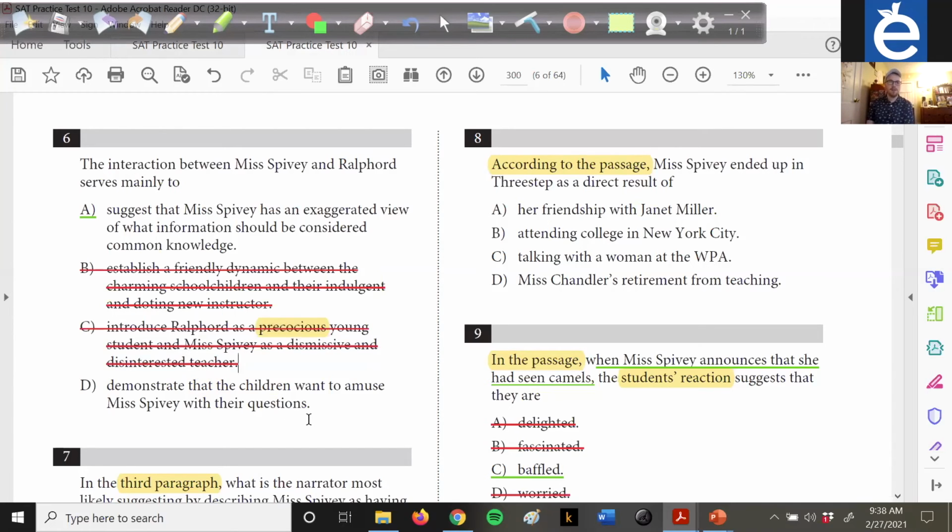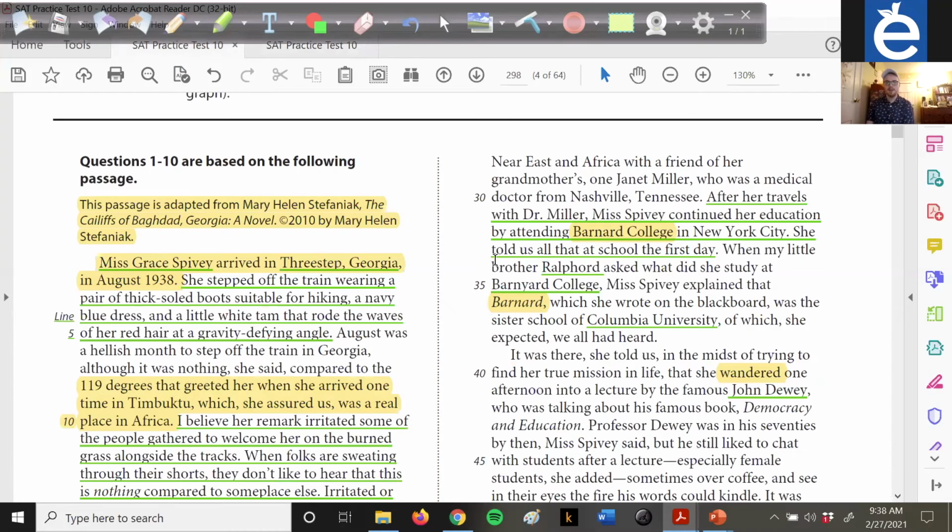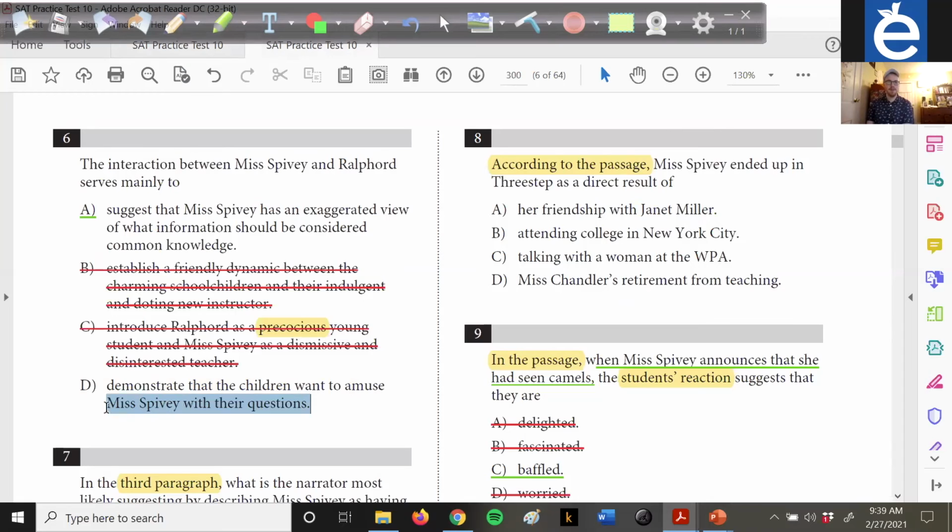D, demonstrate that the children want to amuse Miss Spivey with their questions. Is that what Ralford's doing? No, he genuinely seems curious, like he's actually confused. So I don't think they're doing that to amuse Miss Spivey. I think the issue here is that Miss Spivey has an over-realized idea of how much these kids are just going to know about where she's come from.